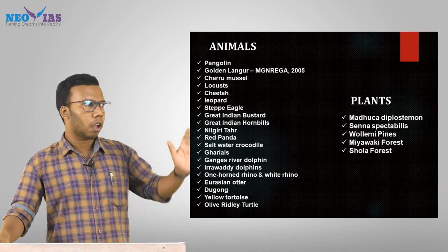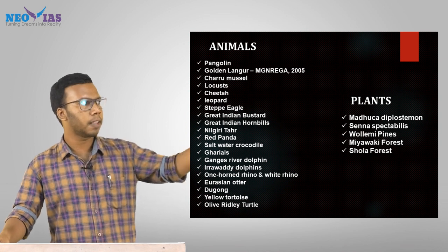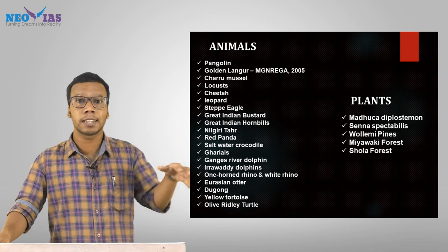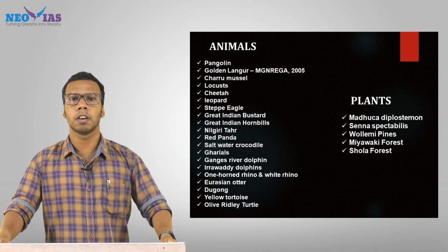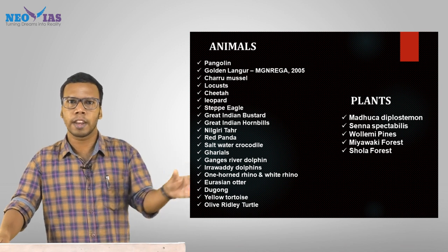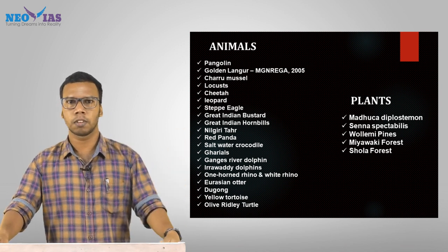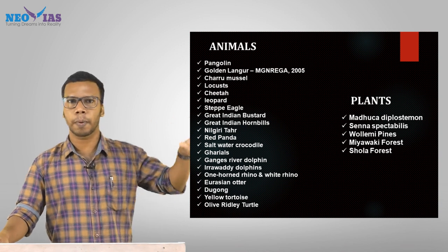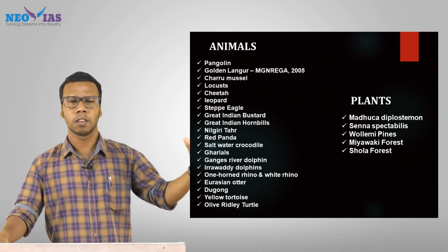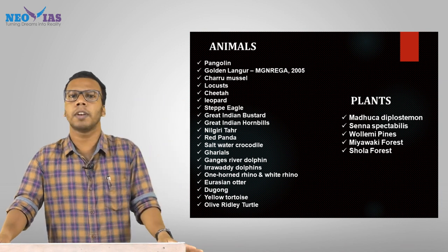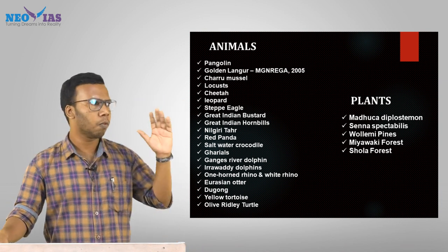Okay, now other plants are Senna spectabilis and Wollemi pines. Okay, so Senna spectabilis, it was in news because it is an invasive species mainly found in the Nilgiri area. So Senna spectabilis is invading the natural area of Nilgiri region. So that's why it was in news, right? So it's an invasive species. Then the Wollemi pines, you need to know what is this Wollemi pine and where it is located. Okay, so it's a species located or protected in Australia, right? It is not naturally found in India. So you need to know about the Wollemi pines, right?